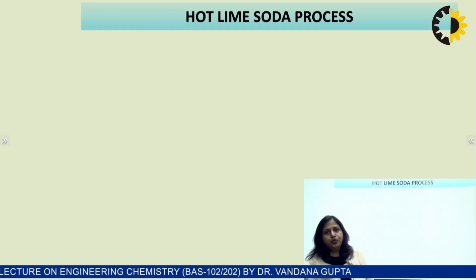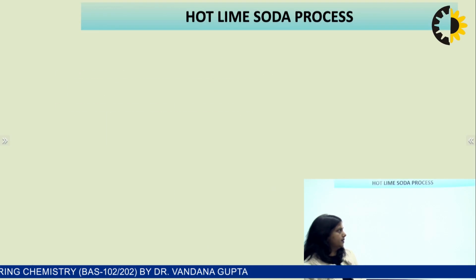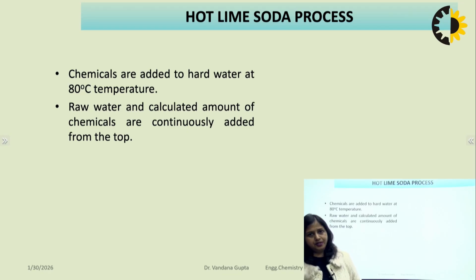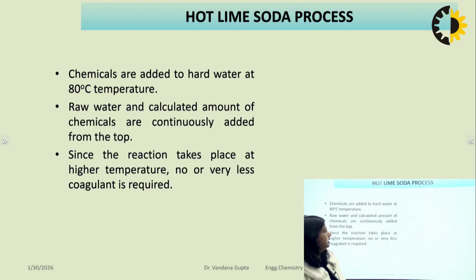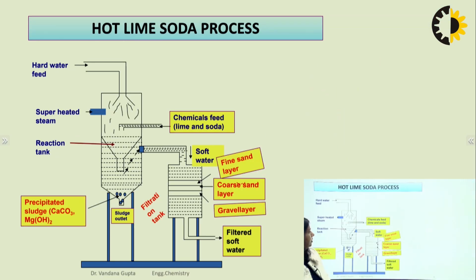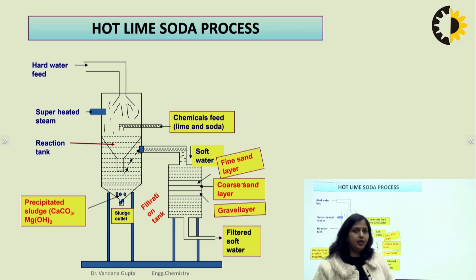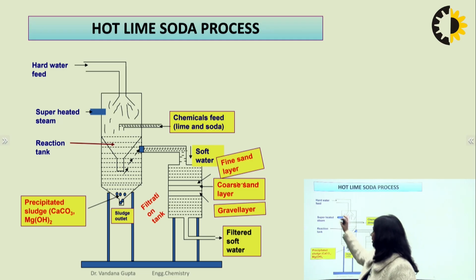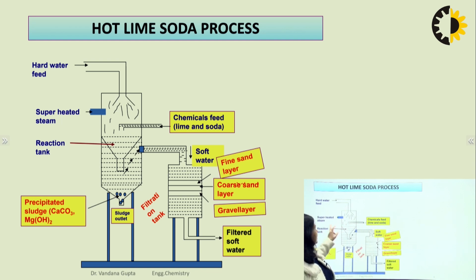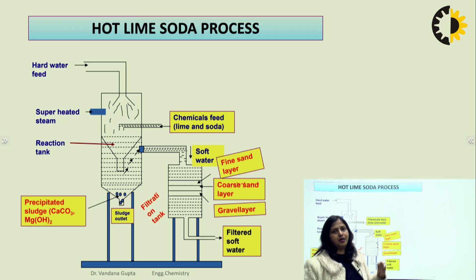Now we will move to the hot lime soda process. As the name suggests, in this process we add chemicals to the hard water at higher temperature, that is 80 degrees Celsius. That's why this process is called hot lime soda process. This is a softener for hot lime soda process. In this softener, there are three separate inlets. First is for hard water, second is for superheated steam, and third is for chemicals.